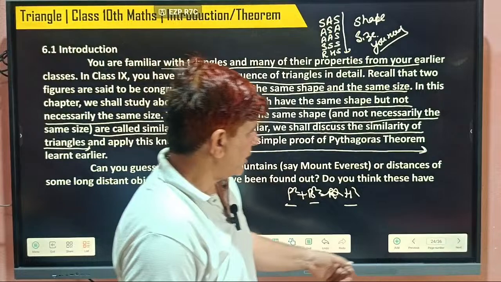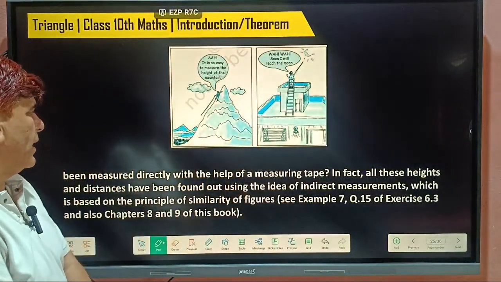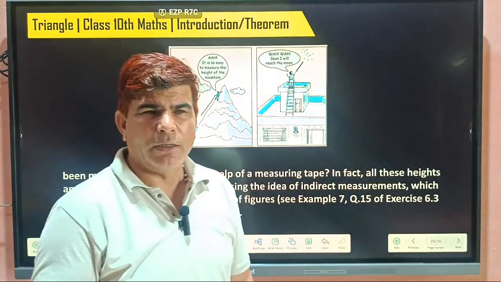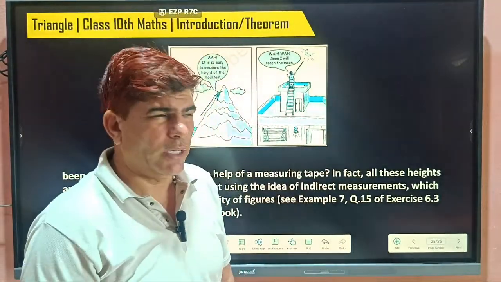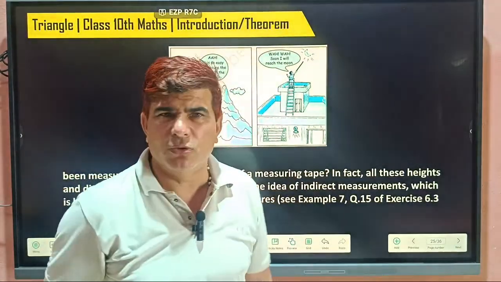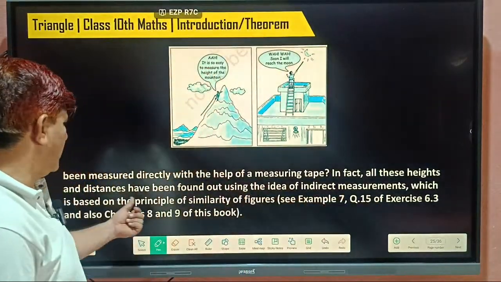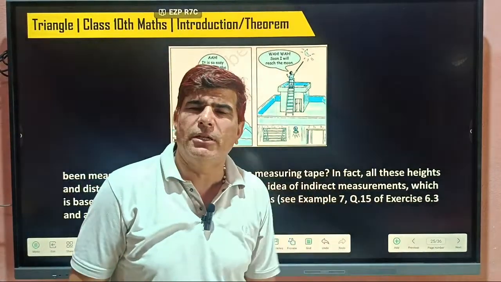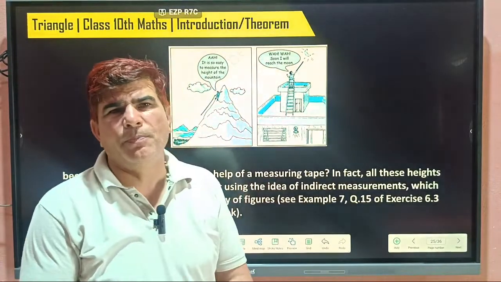Do you think these have been measured directly with the help of a measuring tape? You can think that directly we can measure the height of a mountain, we can directly measure the distance of the moon? Not possible. In fact, all these heights and distances have been found out using the idea of indirect measurement that I told you. Directly their height is not possible to measure.